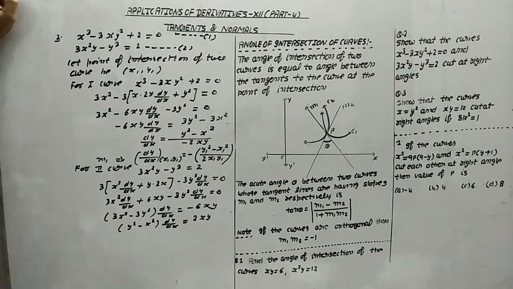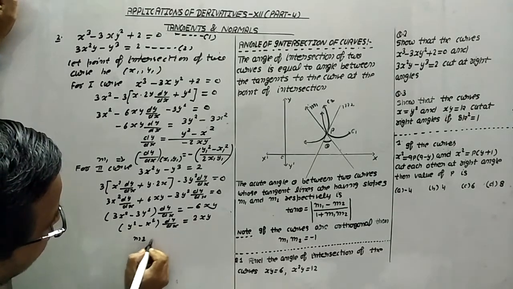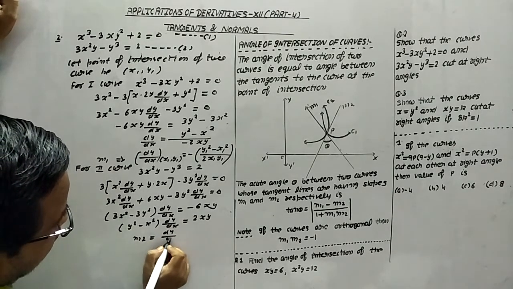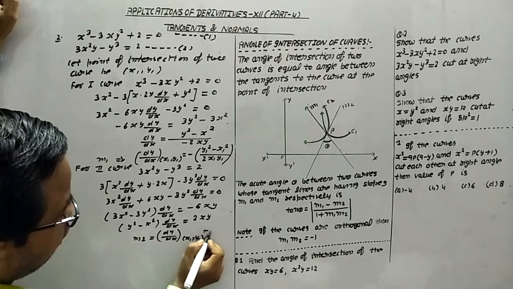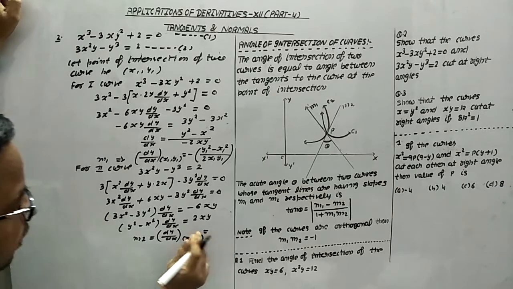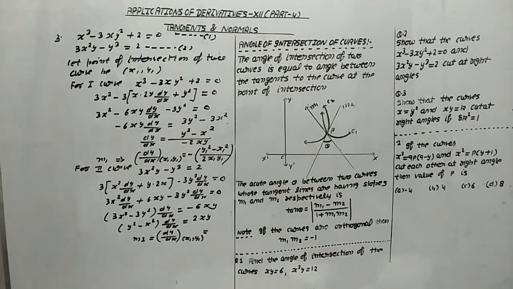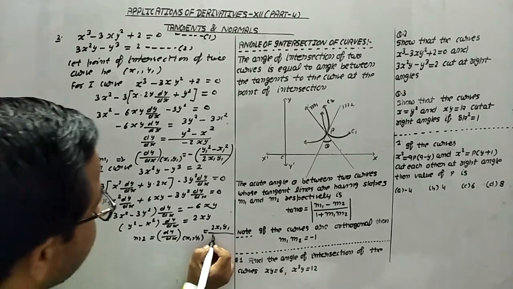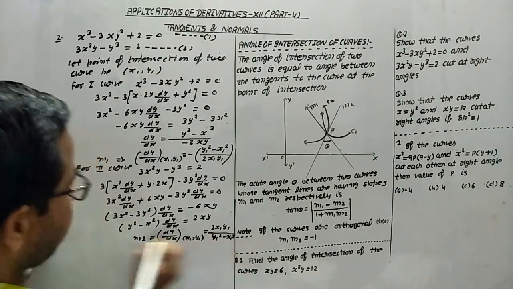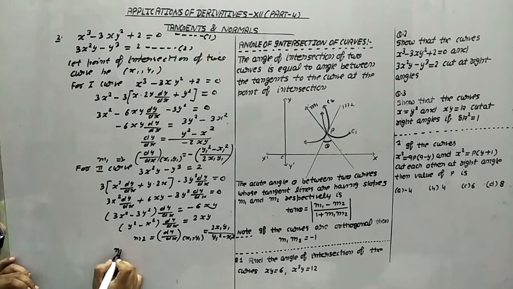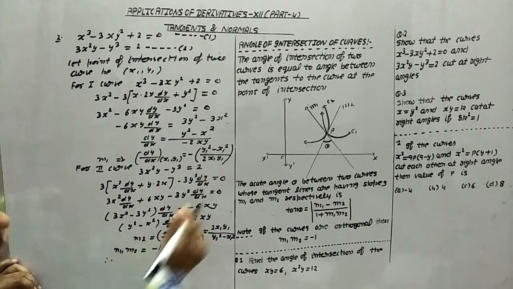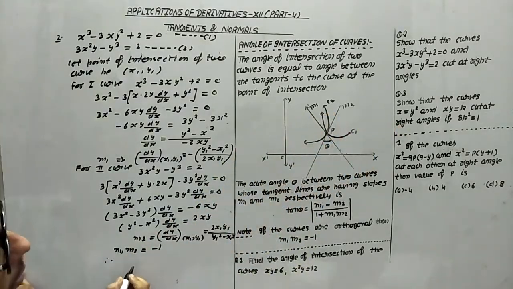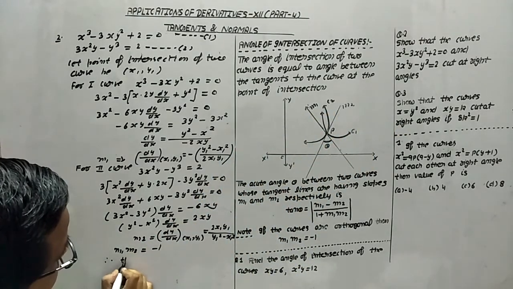2xy. This is 2xy. Now m2 is equal to dy by dx at (x1, y1), and what does this become? This becomes 2x1y1 over y1 square minus x1 square. Now we are observing that m1 m2 is equal to minus 1. Therefore you can say that the curves are orthogonal.